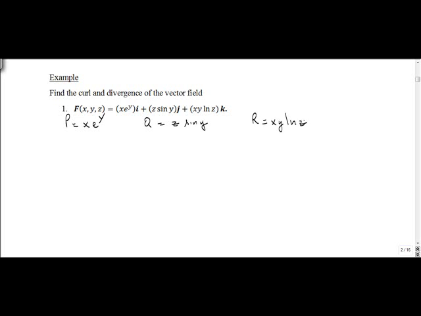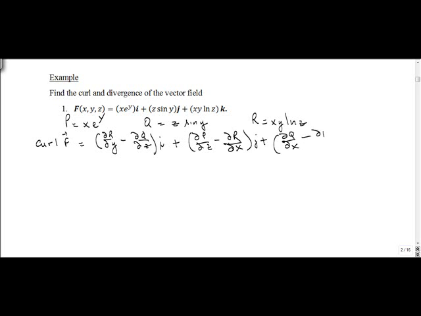Now let me just write out the formula for curl again. Curl of F is equal to partial R partial y minus partial Q partial z times i. I had a plus, right? So plus partial P partial z minus partial R partial x times j, plus partial Q partial x minus partial P partial y times k. Just check that this is what I have on the opposite page. So we're good to go.